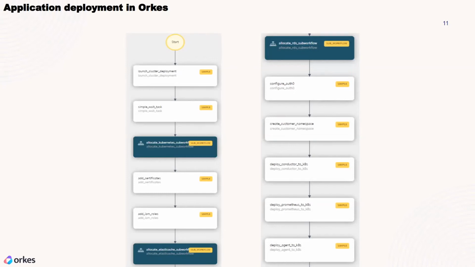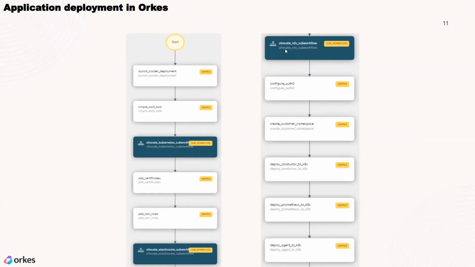for our provisioning, the Conductor provisioning workflow. This is a very small snippet of the actual workflow; the actual workflow is very big and cannot fit on one screen. We have a Kubernetes based deployment. So we launch a cluster deployment, then wait about 1 minute till it actually gets launched. Then we allocate the Kubernetes cluster, add the certificates, add the IAM roles, and allocate ElastiCache, which is basically Redis.